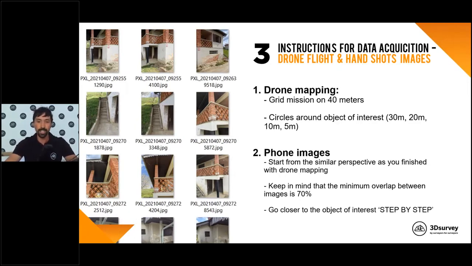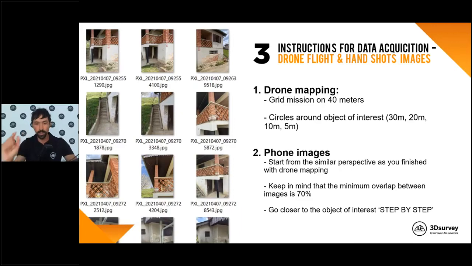Then phone images start from a similar perspective. In most cases, if users write to us that they are not satisfied with the bundle adjustment step, that phone images were not included with the drone images, this is the reason. They changed the scale between those 2 cameras too much. They didn't have the same perspective and so on.